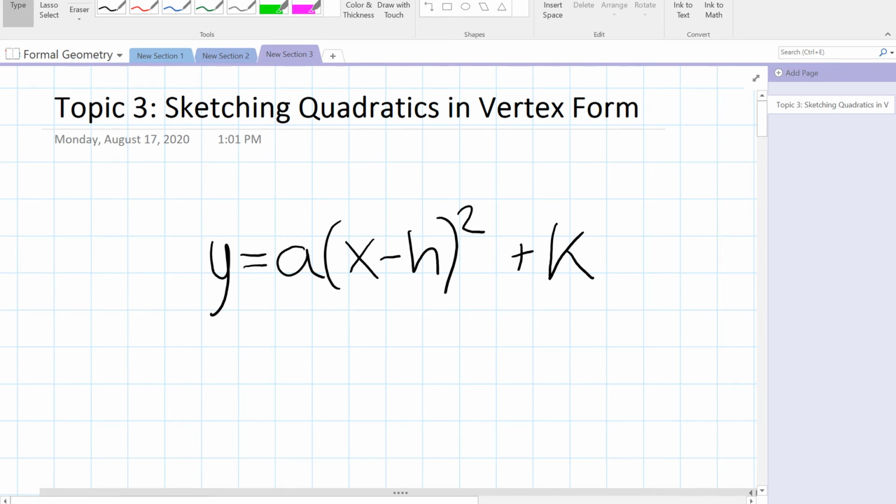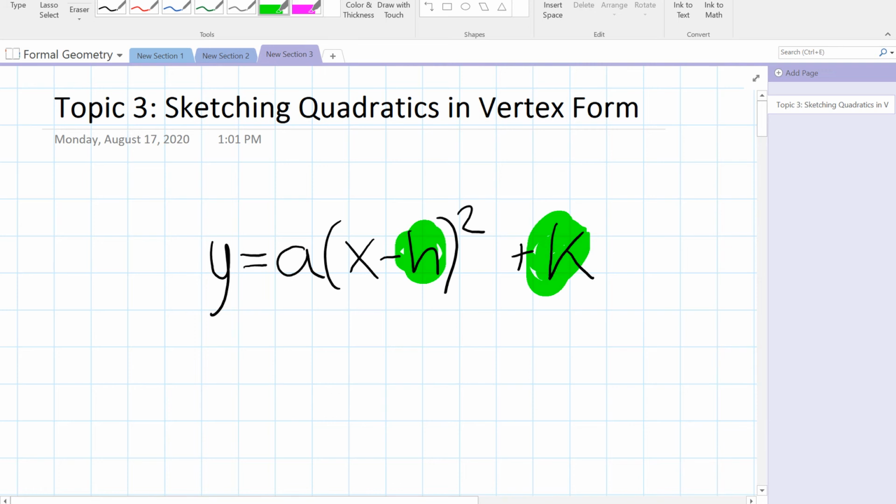So this is called vertex form because it gives us our vertex from the equation. If we look at our value of h and our value of k, then we get the vertex, h comma k.